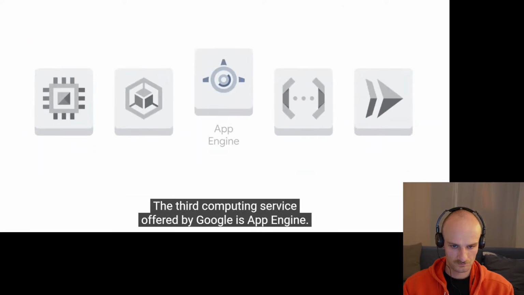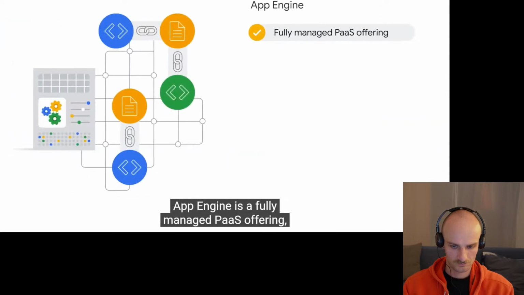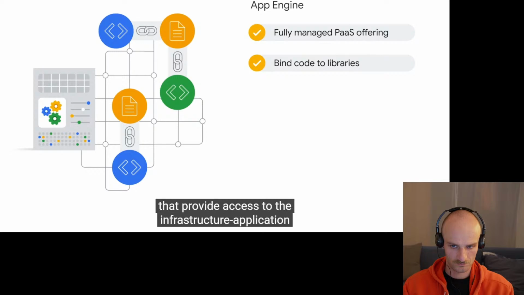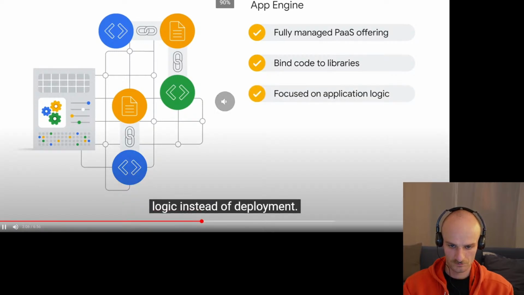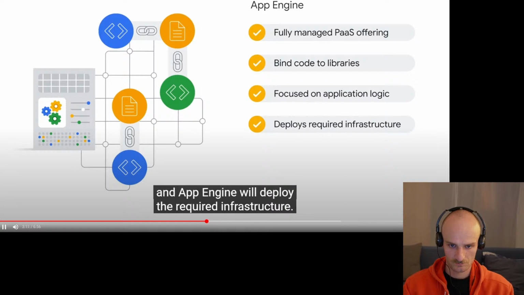The third computing service offered by Google is App Engine. App Engine is a fully managed PaaS offering, or platform as a service. PaaS offerings bind code to libraries that provide access to the infrastructure an application needs. This allows more resources to be focused on application logic instead of deployment. This means developers can just upload code, and App Engine will deploy the required infrastructure.